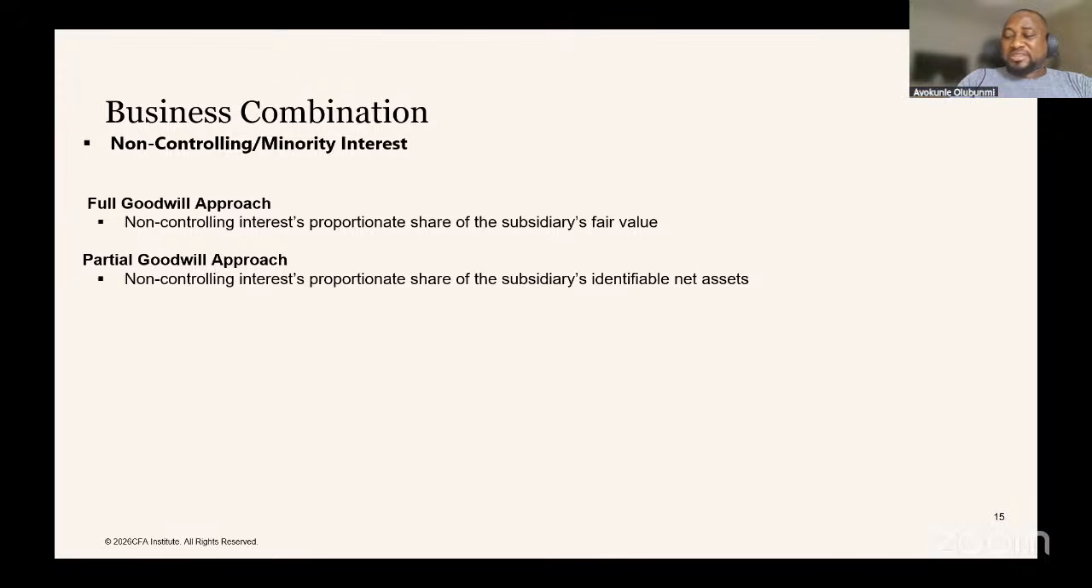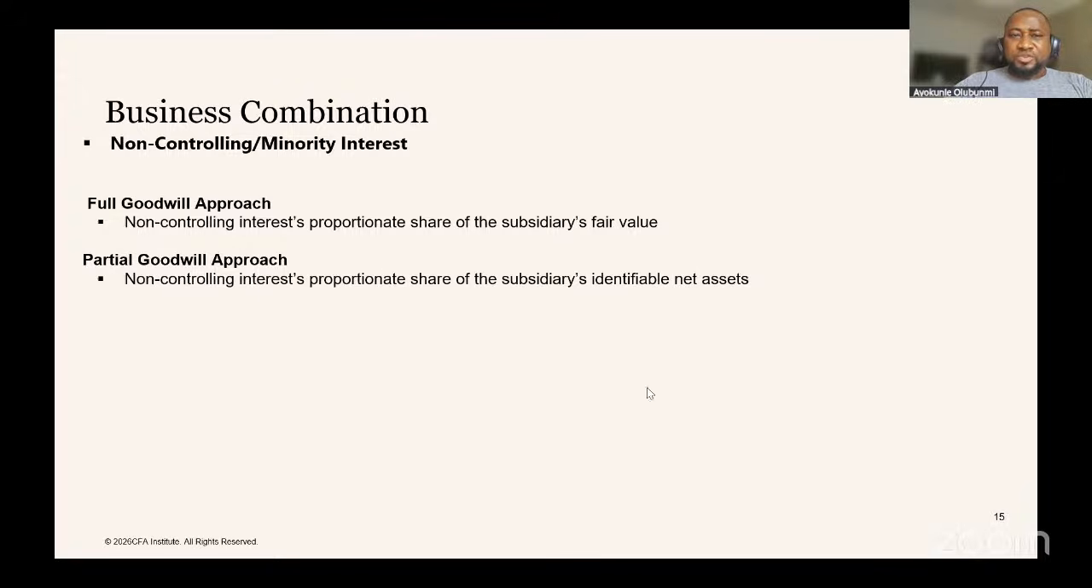Now, for the partial goodwill approach for computing minority interest, we use the minority interest percentage multiplied by the identifiable net assets of that particular company, the fair value of the identifiable net assets. So let's assume that in this example, the fair value of the company's assets is $700,000. The minority interest will be 30% of what? $700,000, which is 210,000. Okay, so that is how we compute goodwill.